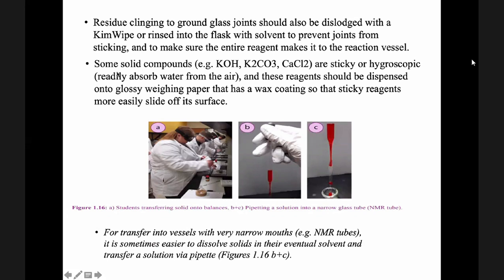Okay, ang highlights na ng class, some solid compounds like potassium hydroxide, dipotassium carbonate, or calcium chloride are sticky or hygroscopic, meaning they can readily absorb water from the air. And these reagents should be dispensed on, take note, glossy weighing paper. So, amon, ginagamit naman wax paper. That is a wax coating so that the sticky reagents more easily slide off its surface. So, this is again a lab technique. Okay?